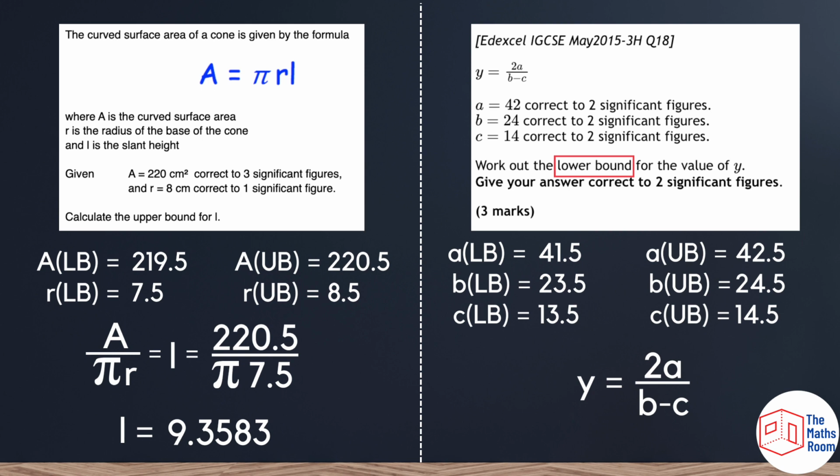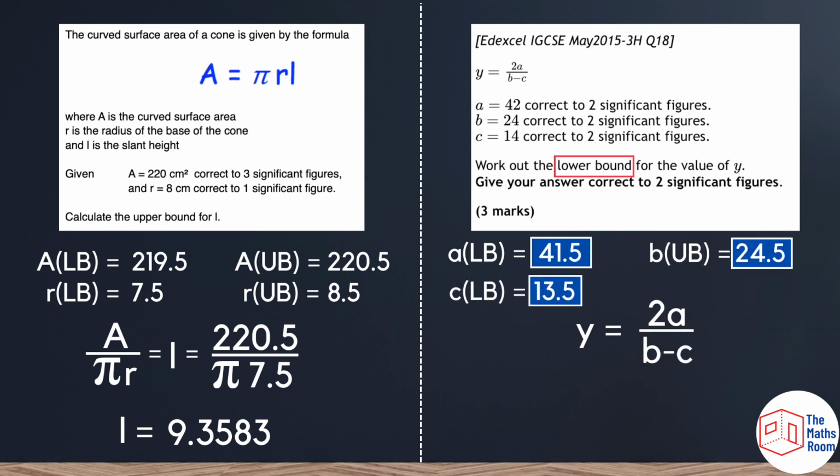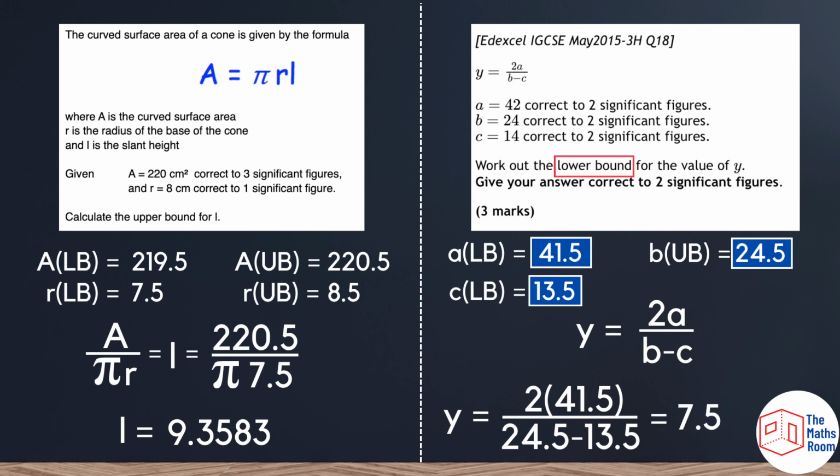So small value at the top, we would want the lower bound of A, and we're going to divide that by a large number. Now, the denominator is B minus C, so I want the biggest number possible there. So I'm going to take a really big number for B upper bound. I'm going to take away the lower bound of C, which will result in the largest possible value. Plugging these values into my equation and multiplying and dividing, we get 7.5, because remember, they have asked us to give the answer correct to two significant figures.